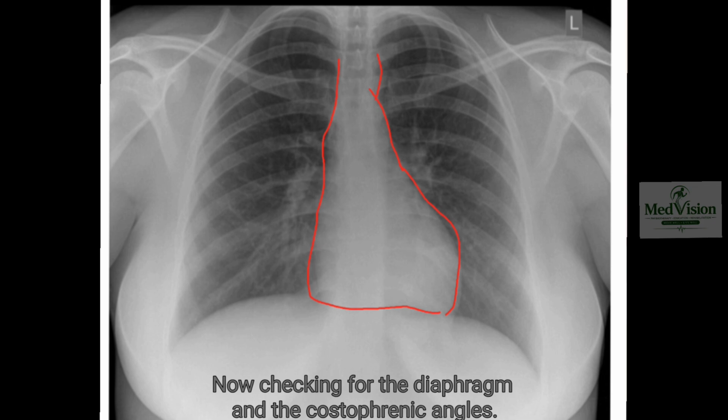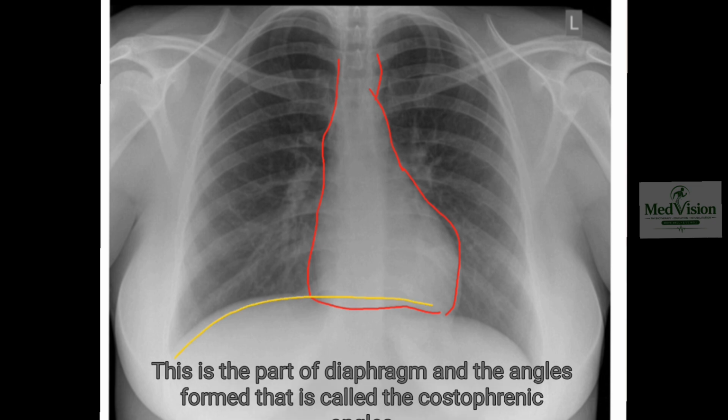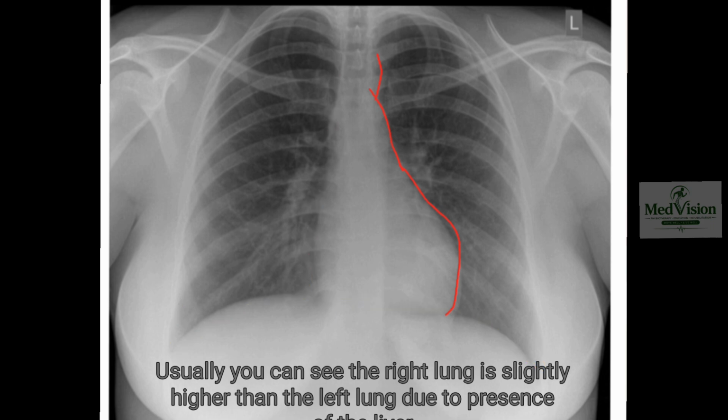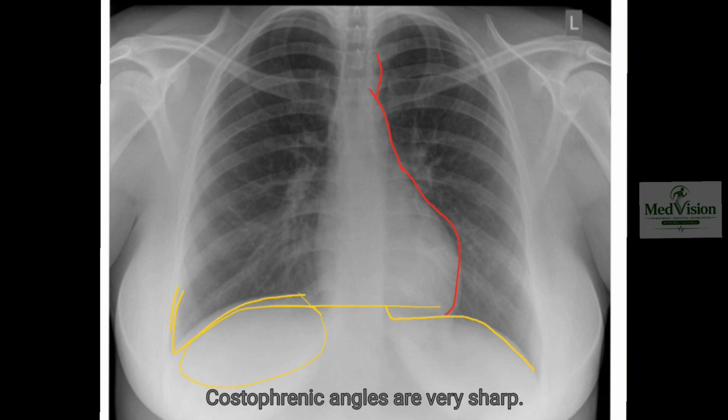Now check the diaphragm and the costophrenic angles. This is the part of the diaphragm, and the angles formed are called costophrenic angles. Usually you can see the right dome is slightly higher than the left dome, due to the presence of the liver. Costophrenic angles are very sharp. If the angles are not visible, some pathological condition such as pleural effusion may be present.